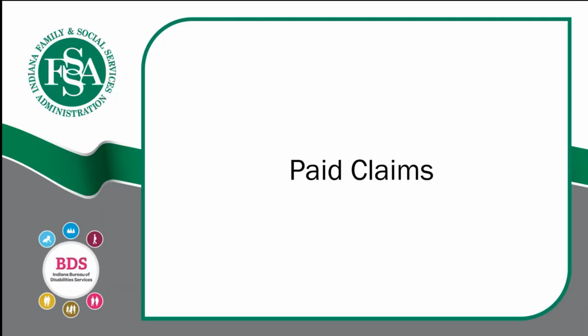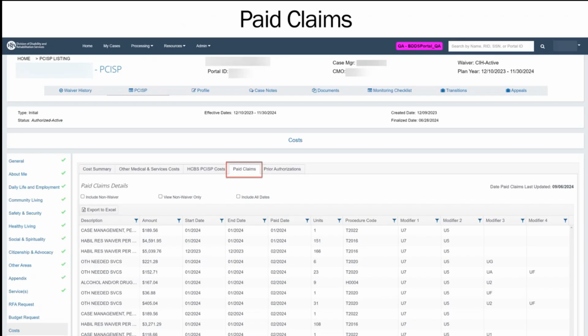Now that we've reviewed the HCBS PCISP Costs tab, let's take a look at the Paid Claims tab of the cost screens. The Paid Claims tab defaults to display the details for waiver paid claims only for the selected PCISP year. The information that appears on the screen can be exported to Excel using the Export to Excel button.